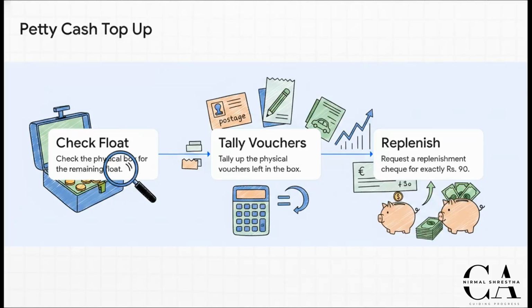Let's say we keep a 100 rupee petty cash float in a little lockbox. Step 1, you check the physical box at the end of the week and you see you only have 10 rupees left in coins. Step 2, you tally up the physical paper vouchers left in the box by your staff. You find 30 spent for postage, 40 for emergency stationery, and 20 for that taxi. Boom, that perfectly totals 90 rupees. Step 3, you request a replenishment check from the main bank account for exactly 90 rupees to bring the physical cash float right back up to its original 100.